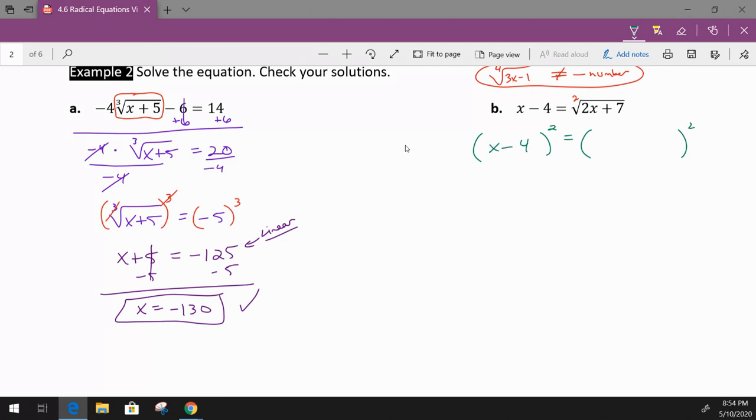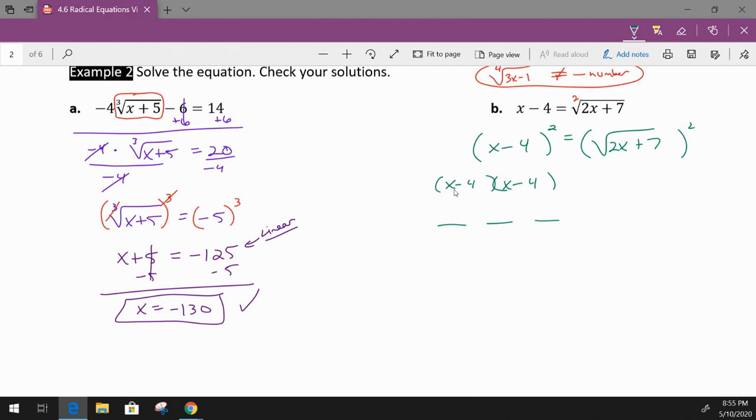On the left side, you have x minus 4. On the right side, you've got square root of 2x plus 7. Now be very, very careful here. The x minus 4 squared is going to multiply out to be x minus 4 times another x minus 4. So when you have a binomial squared, you are going to get a trinomial. We've talked about this rule, how you can square a binomial and get a trinomial.